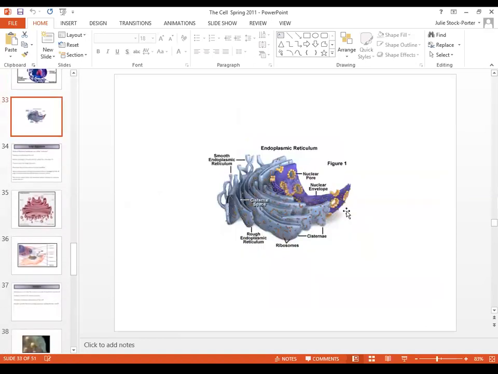Here's another picture of that. And again, here's our nucleus, our nuclear envelope. You can see that it's very connected to this rough and smooth endoplasmic reticulum. The rough endoplasmic reticulum, you see the ribosomes. Smooth, you do not. Smooth is the site of lipid synthesis. Rough is the site of protein synthesis, and the ribosomes are the ones who actually do the assembly work.